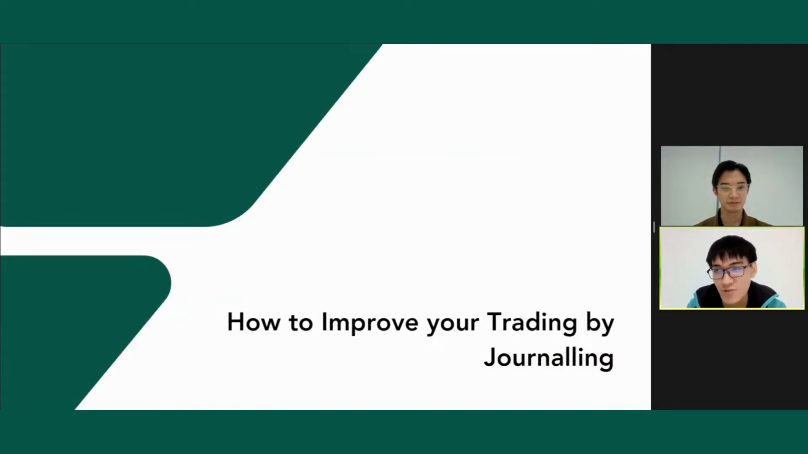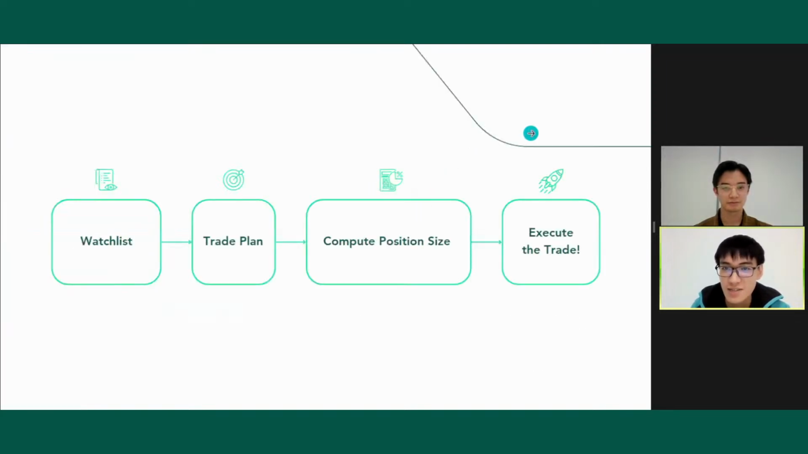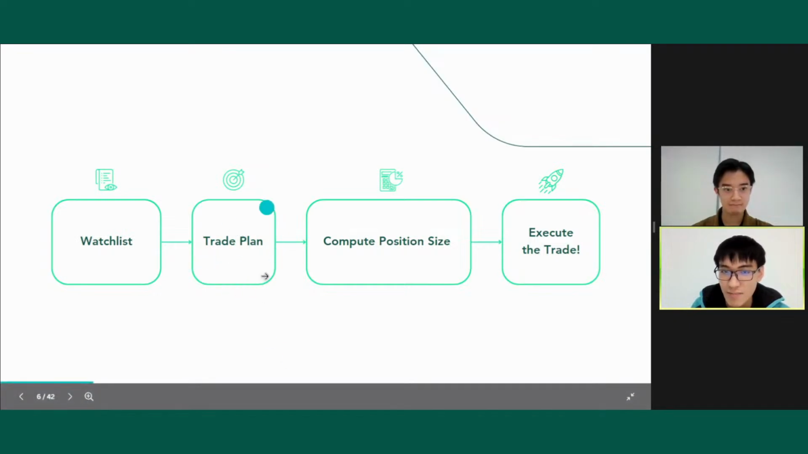So, we're on to our last series in this webinar. Here we will now discuss how to improve your trading by journaling. Let's have a recap of what we've discussed in the past two webinars. First is creating your watch list using fundamental and technical analysis. Then once you've crafted your watch list, you use technical analysis to plot your support and resistance. Then you determine your entry, stop loss, and target price. So that is your trade plan.